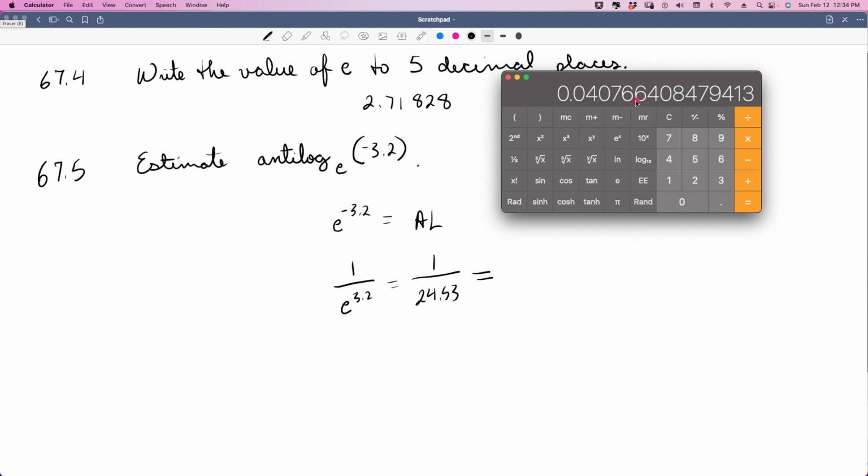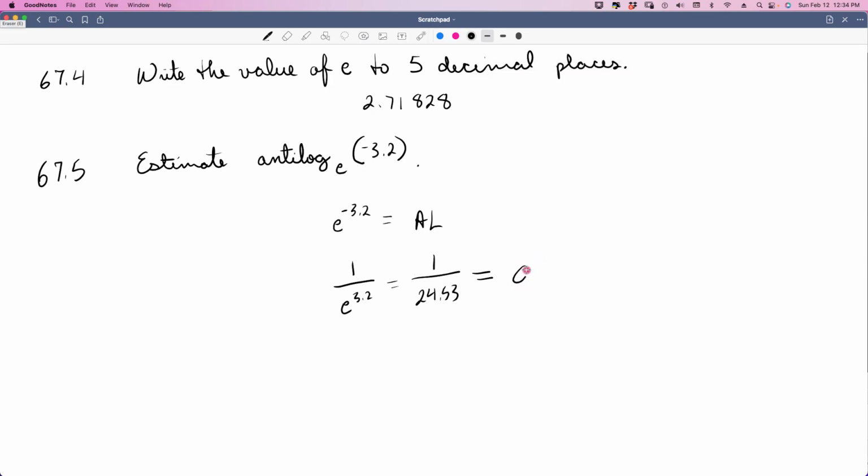0.040766. So let's just do 4 decimal places. So we're going to round this up. That's going to be 0.0408. That's enough precision for that. All right, so that would be how we would find the answer to something like this with a negative exponent on the e. First solve it, flip it, solve it, then divide it, and then you'll get your decimal value.